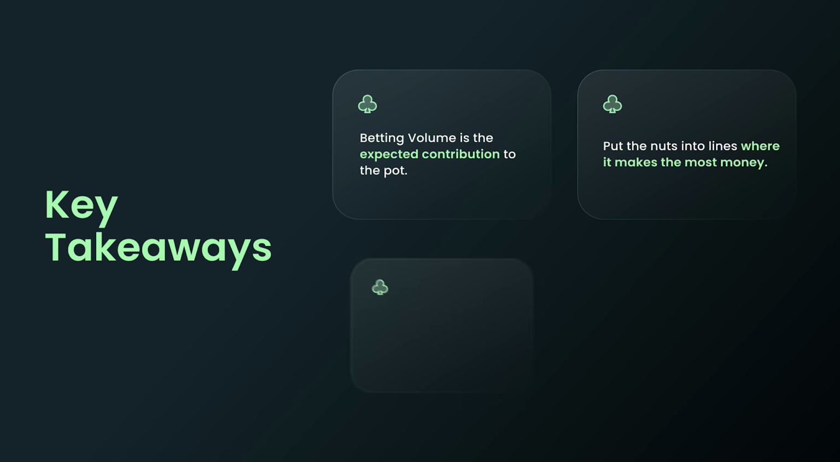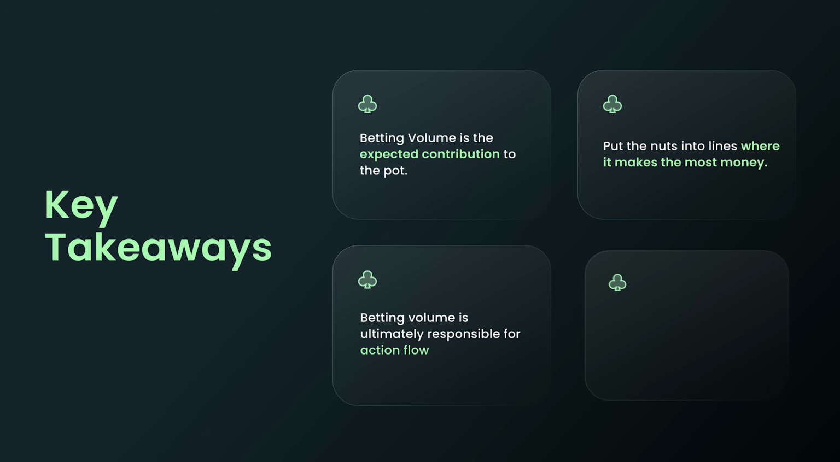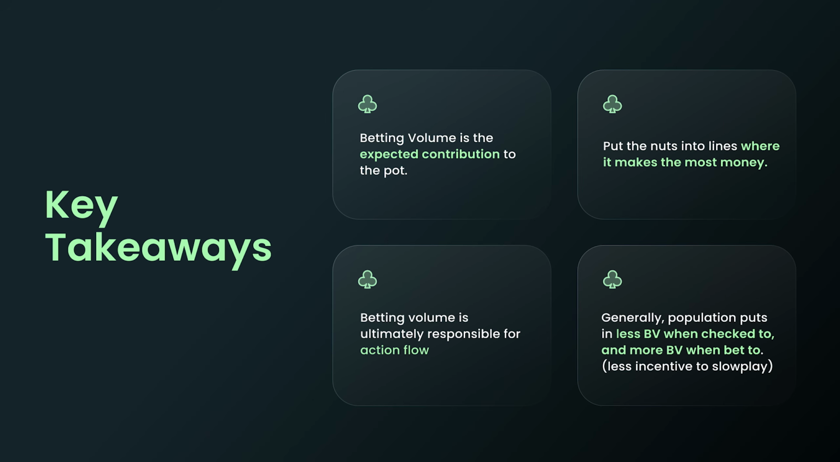If you increase betting volume in one node, the solver will generally try and compensate by increasing the betting volume in other nodes. Lastly, as a general takeaway, you will note that the population tends to put in less betting volume when checked to, and more betting volume when bet to. This is true in and out of position, and it's true through a variety of different stack depths and formats.